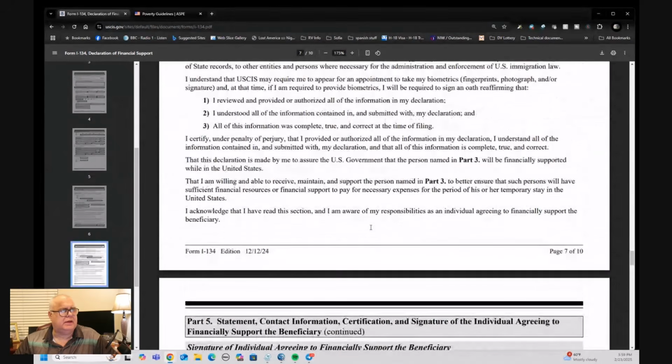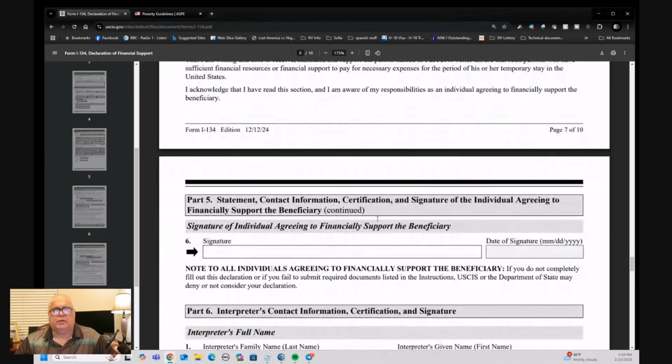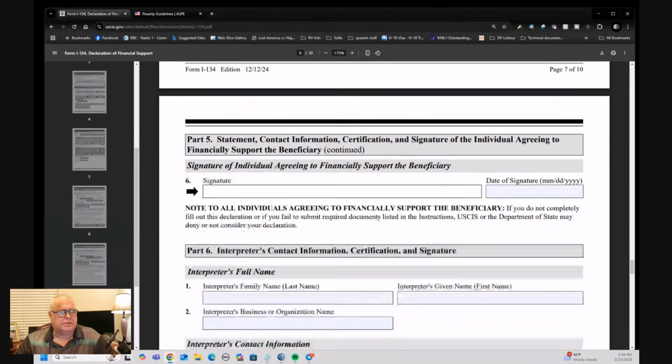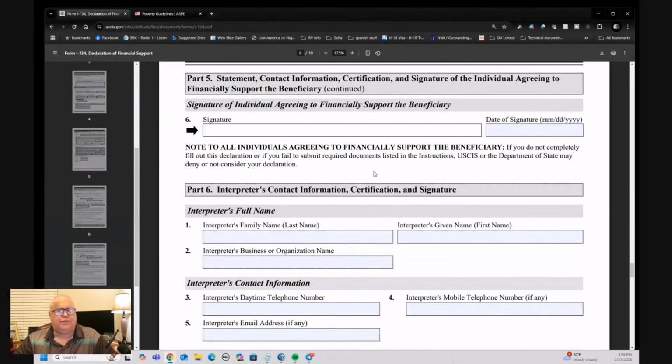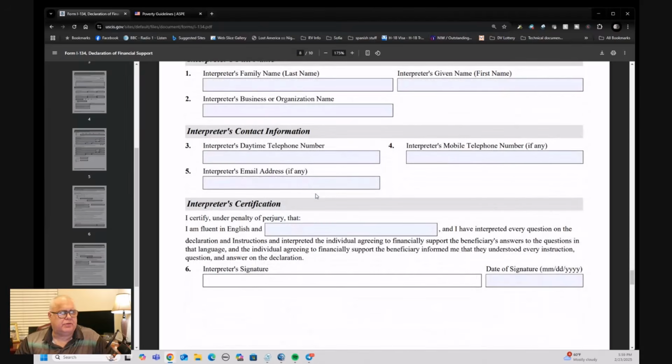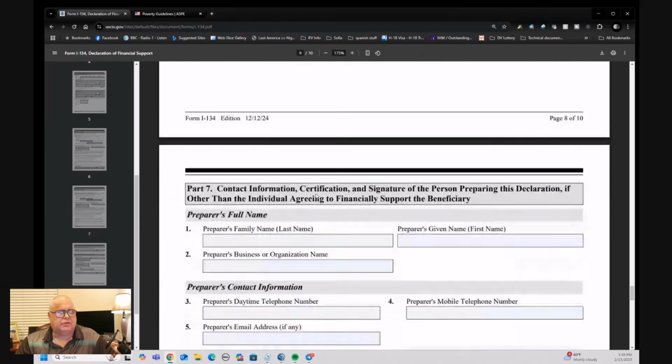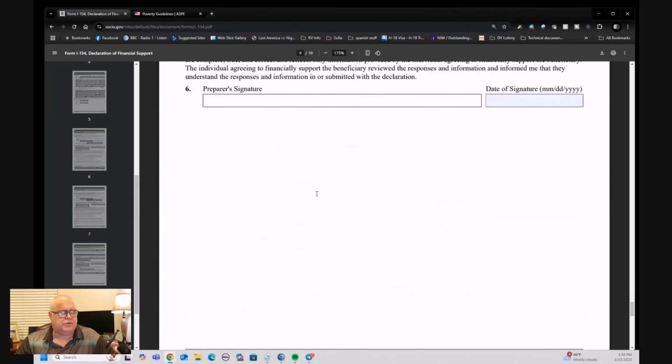It does explain, let's see, to assure the US government that the person named in Part 3 will be financially supported while in the USA. So that's basically the reason you're filling in this form, is you're agreeing to support that person financially, but it's not a legal obligation. Okay. All right. Then if you had chosen in either case a translator or a preparer, then part 6 and part 7 are for that information. Okay, so for a lot of you, you won't be filling in part 6 and part 7.